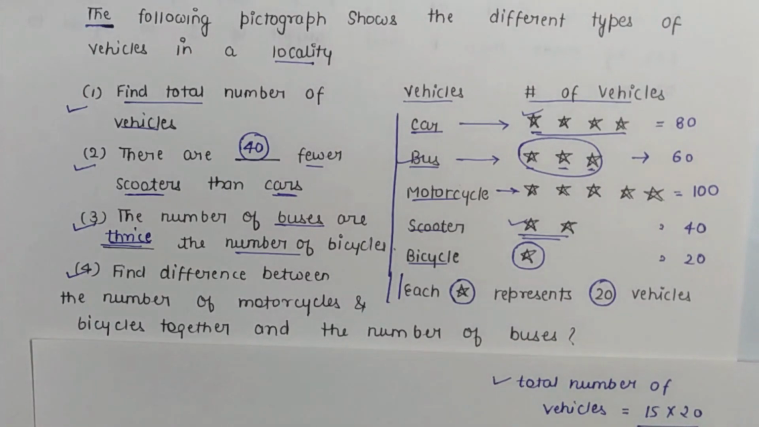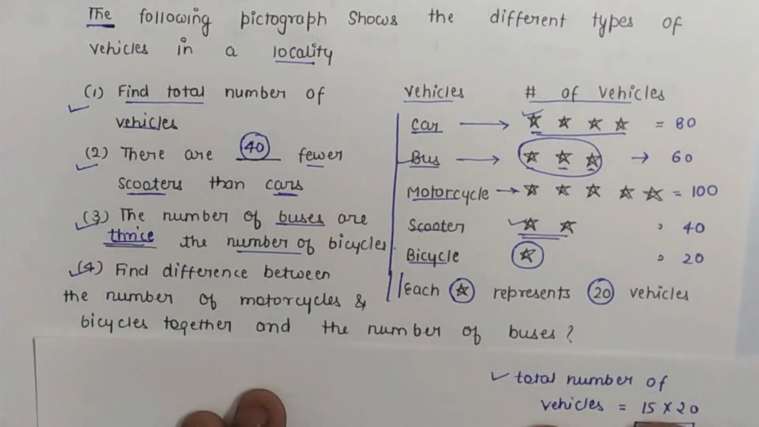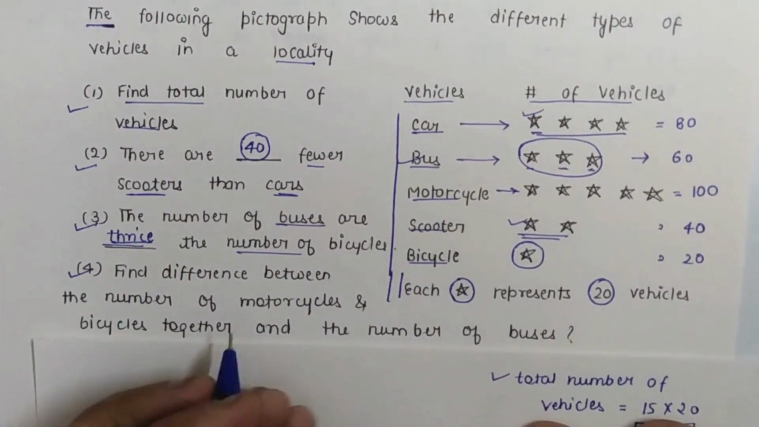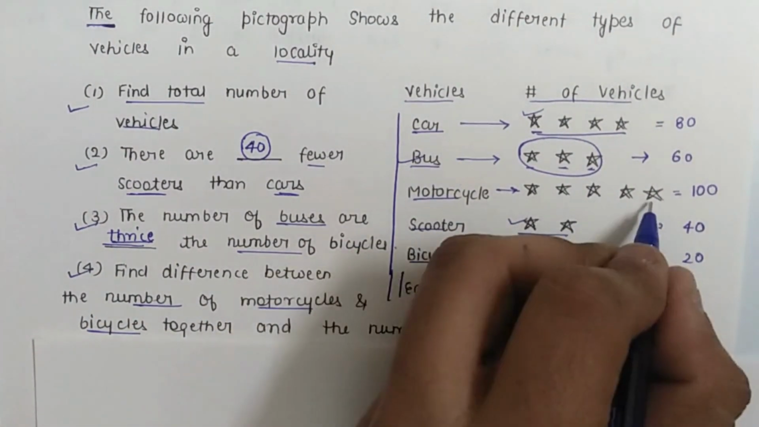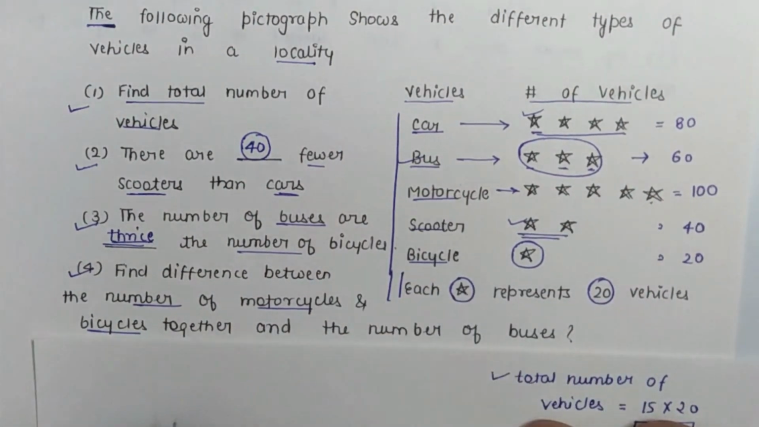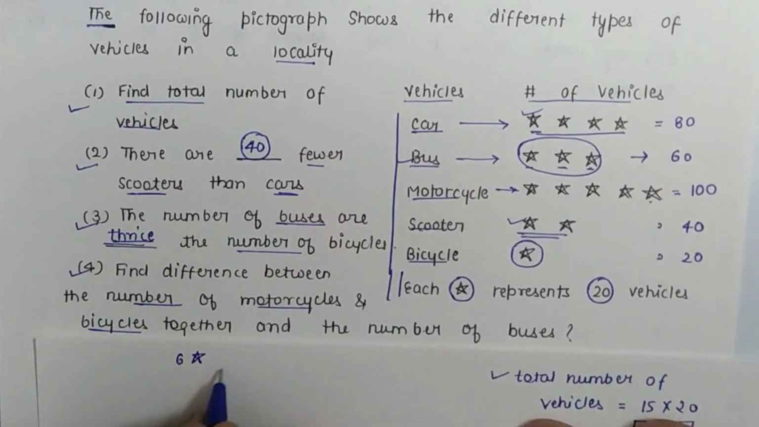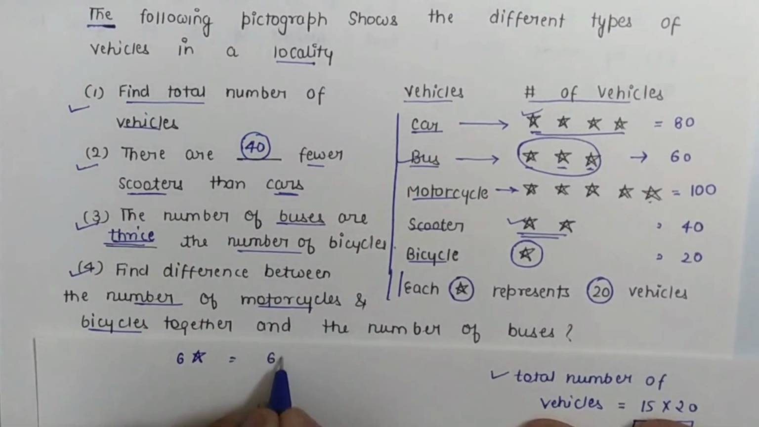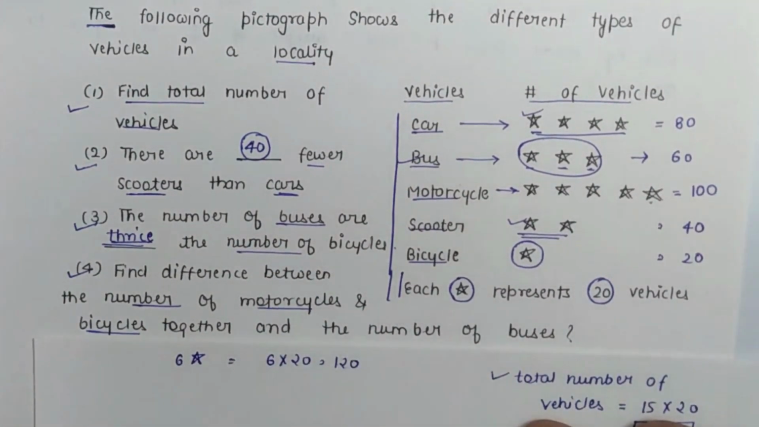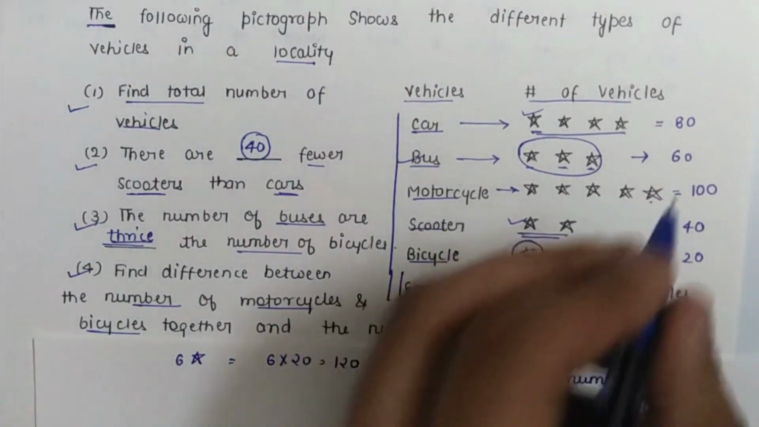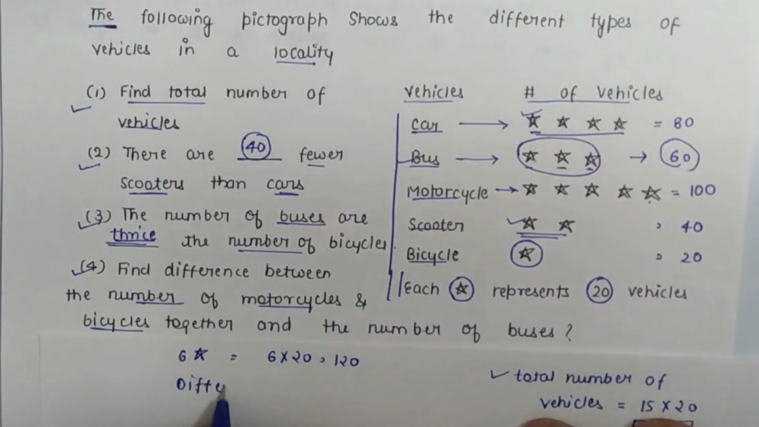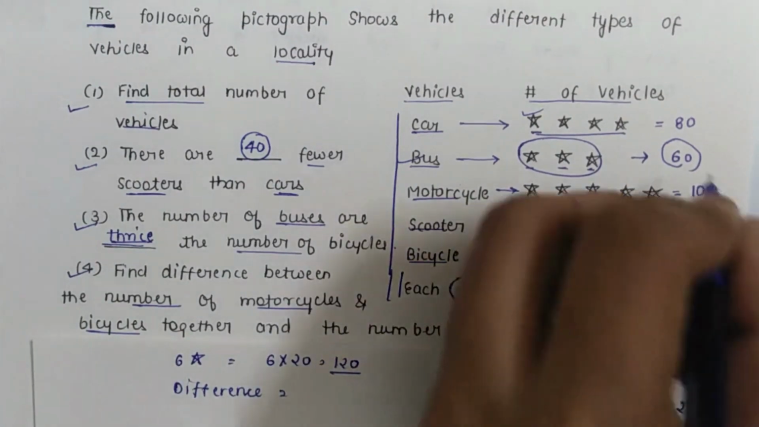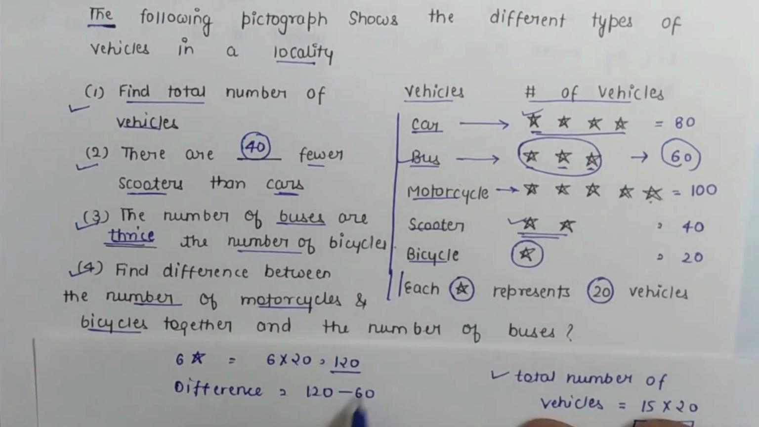Let's see the last question. Find the difference between the number of motorcycles and bicycles together and the number of buses. In this case we have to calculate the number of motorcycles and bicycles altogether. The number of motorcycles is 5 and the number of bicycles is 1, so 5 plus 1 is 6 stars. So the total of bicycles and motorcycles will be equal to 6 times 20, which is 120. And the number of buses is 60, which we have already calculated. So the difference will be 120 minus 60, which is equal to 60.